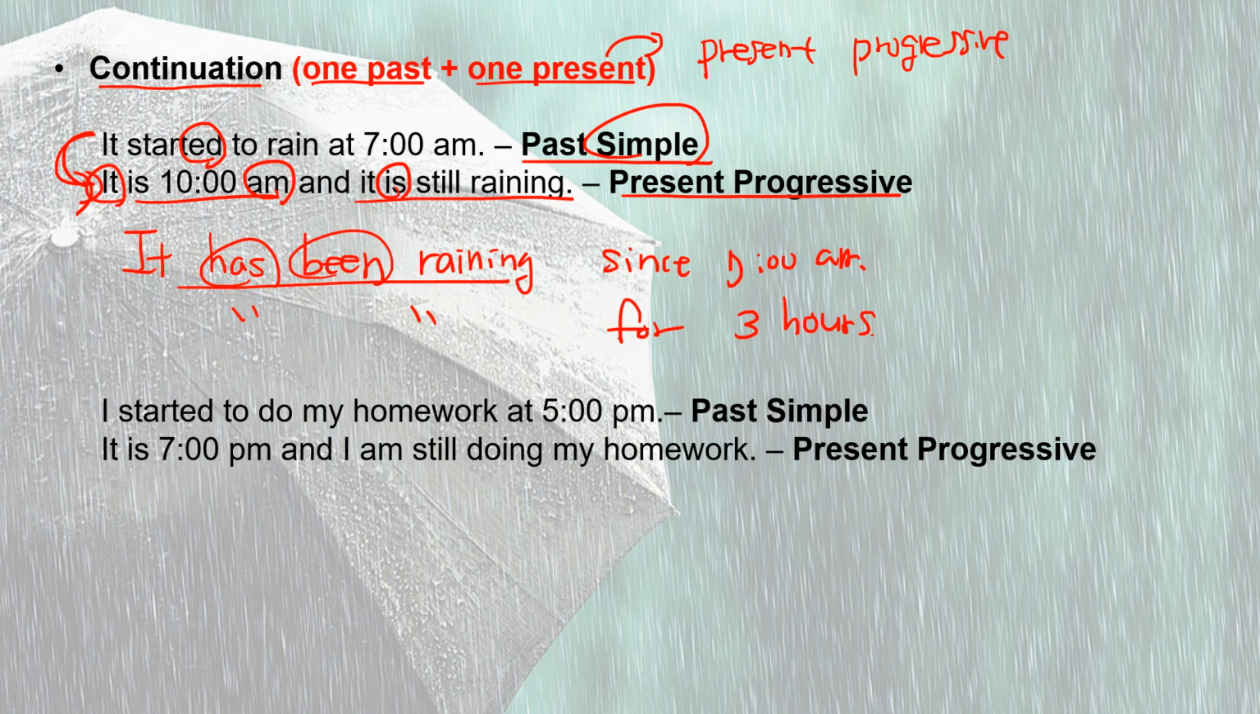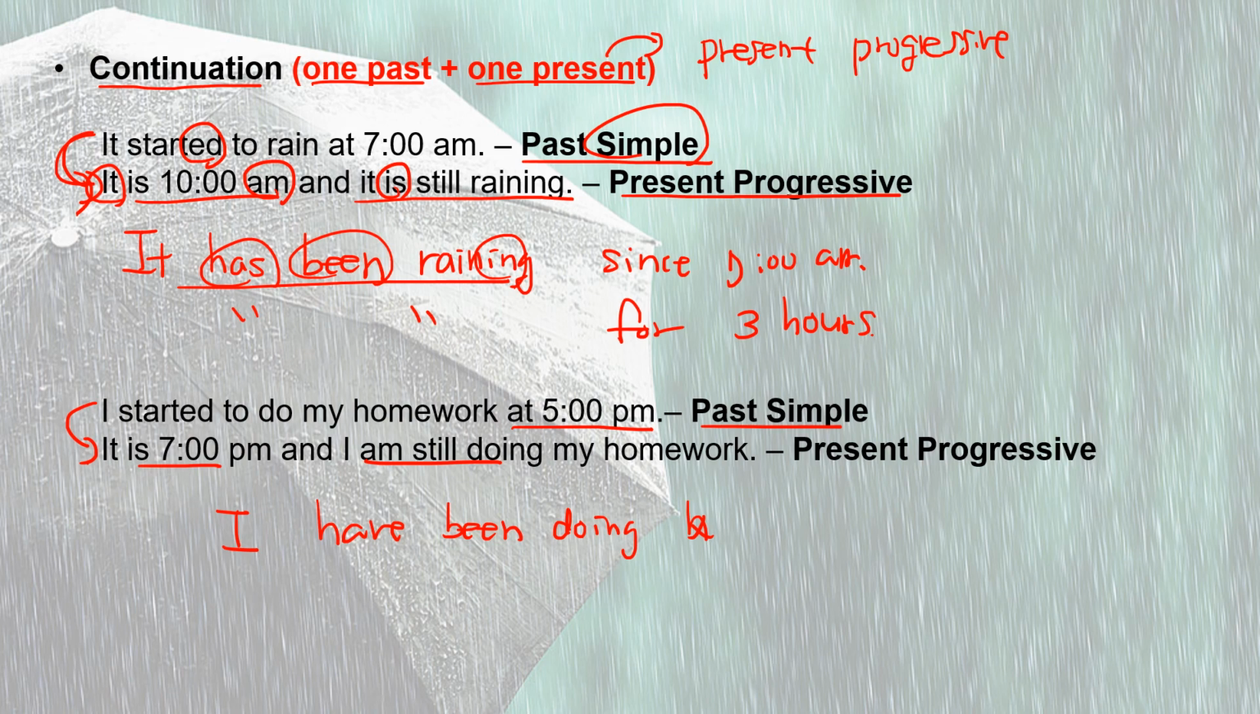Has been raining. And I have another example here. I started to do my homework at 5 p.m. So this is past simple. It is 7 p.m. and I'm still doing my homework. So this is present progressive. So there's a continuation from one simple past to present progressive. This case, you can use present perfect progressive. For example, I is the subject, and then here doing. I have been doing my homework. I've been doing my homework.